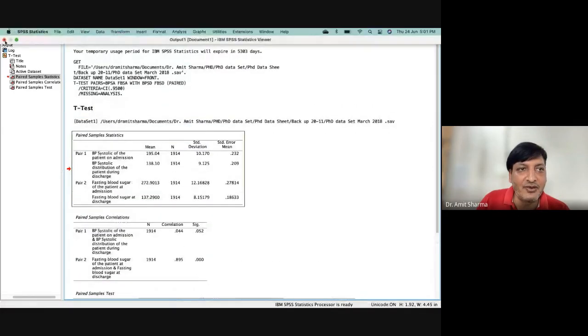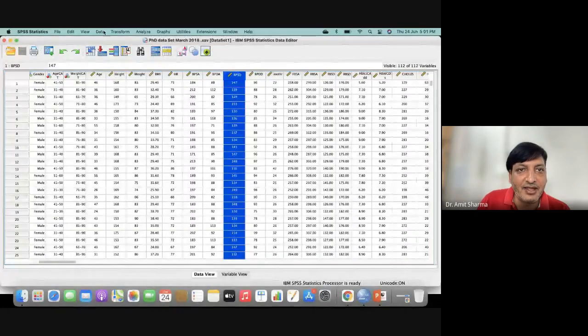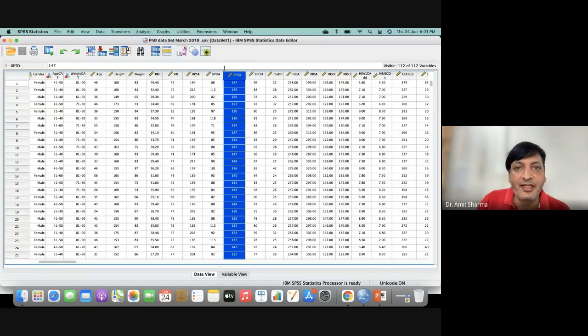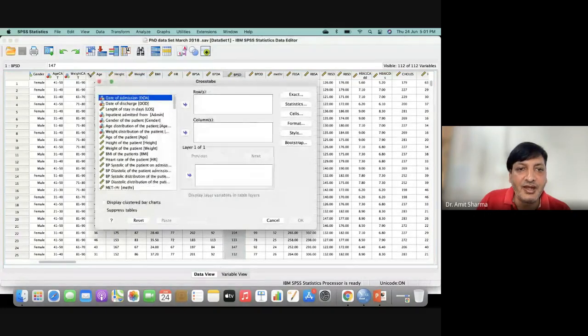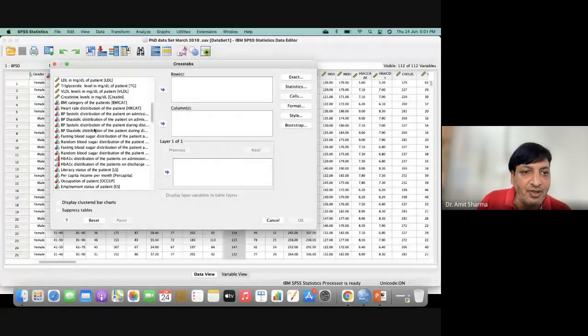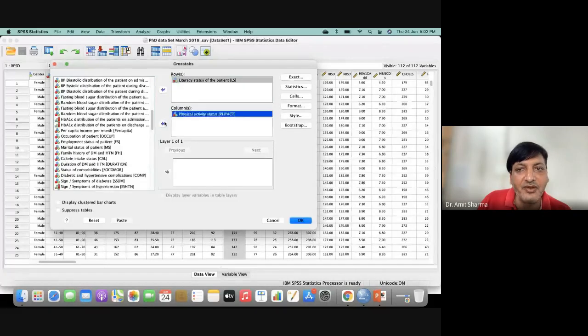And let me take you to the second, where we have a category for chi-square. We have to go to analyze, descriptive statistics, and crosstab. Crosstab is the command for the chi-square test, and we'll add two categorical variables. So I'll not add BMI. We'll add literacy status of the patient and physical activity, how much physical activity they were doing.